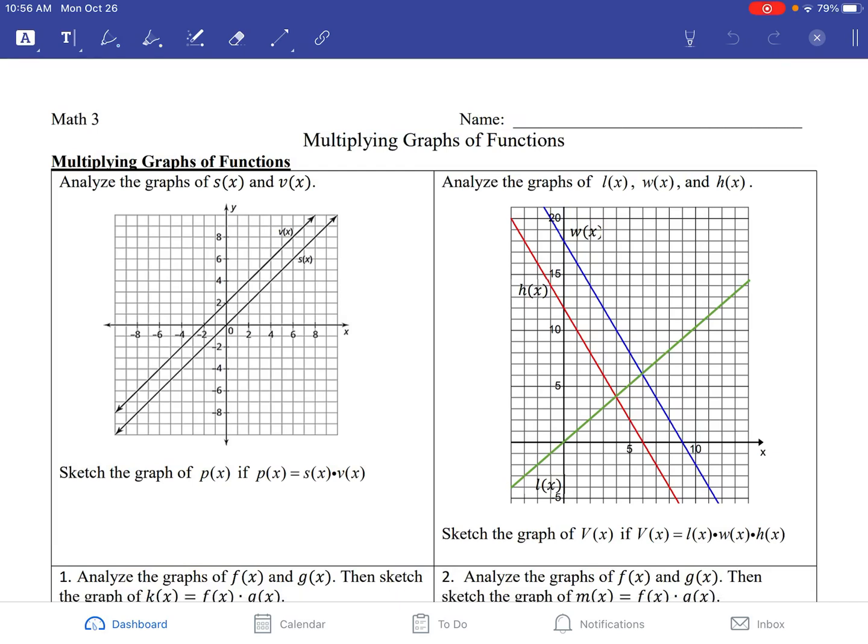So today we're going to be looking at multiplying graphs of functions. All right, and what this topic is, if you take different graphs of different functions and multiply those graphs together, you get a brand new distinct graph. Okay, and we're going to see how that works.